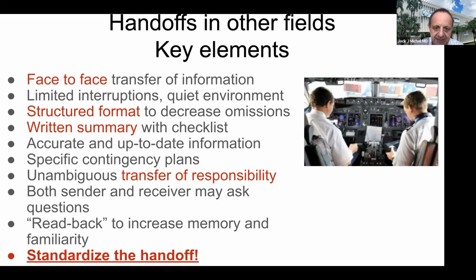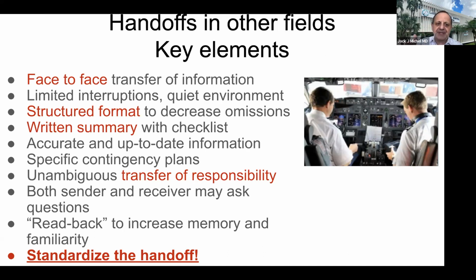And I know it seems silly that, oh, well, you have to have the patient name and the code status, and those things seem obvious, but it's very easy to miss 1 or 2 things, and that could be a life or death consequence for your patient. There should be a written summary with a checklist, accurate, up-to-date information, specific contingency plans. What does that mean? If this happens, then this. If the oxygen saturation drops to this, then call critical care, or evaluate for potential intubation, or do an X-ray because maybe he's accumulating fluid.